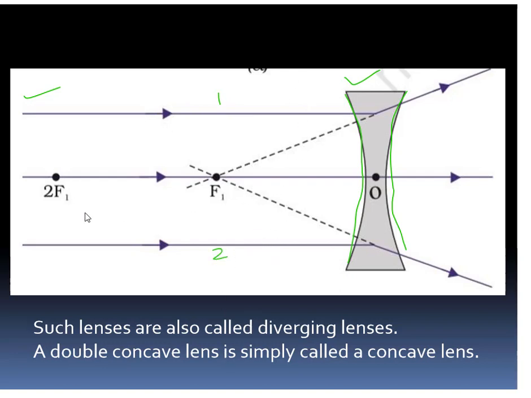These two rays of light are parallel to the principal axis, but when they strike the lens, they diverge away. They are moving away from each other, but they are virtually meeting at point F1. These dotted rays are virtual rays, they are not real rays. Because the rays of light are diverging, moving away from each other, these lenses are known as concave lens or diverging lens. So a concave lens is also known as a diverging lens. A convex lens is known as a converging lens.